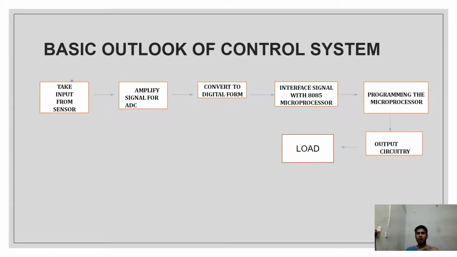Therefore, we require two additional things. We first require an amplifier. We are using an operational amplifier in this case, and we require an ADC, or an analog to digital converter, which is going to convert that analog signal to its digital counterpart. Because as we all know, a microprocessor can only read digital signals. It will reject analog signals.